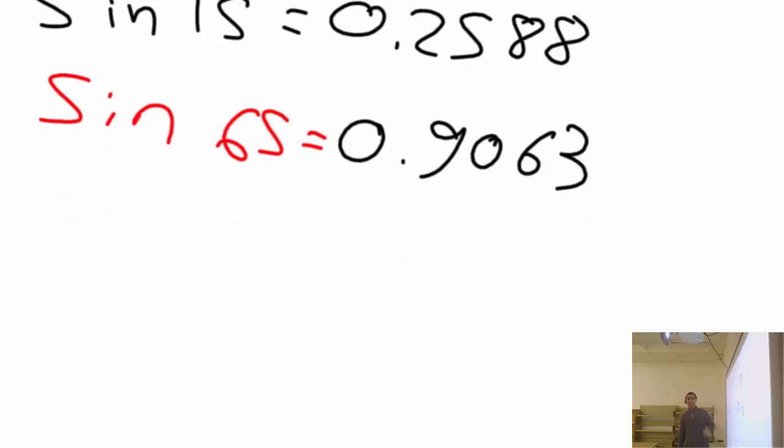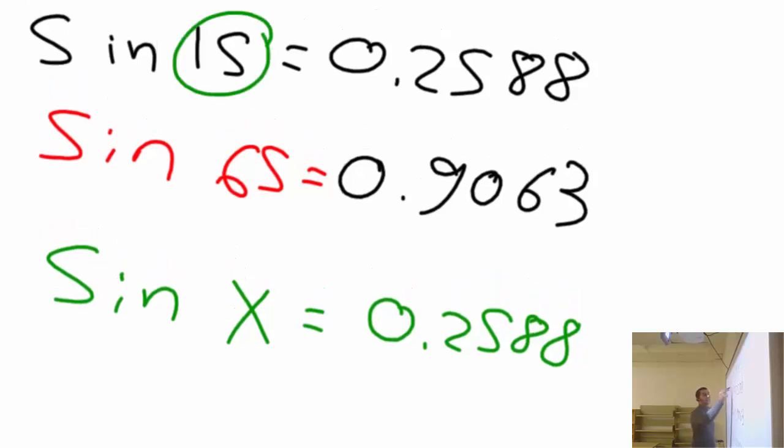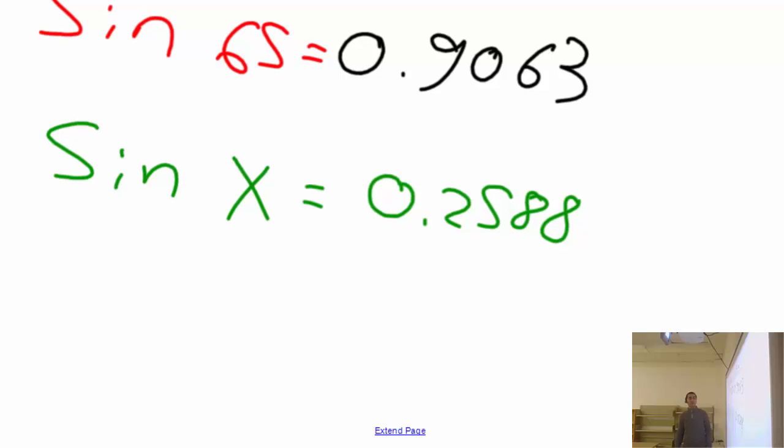Sometimes, keep watching, you will have sin of an angle, let's call it x, we don't know, and it will be equal to 0.2588. What is x in this case? Does anybody have any idea what x could be? It will be 15. We already calculated. But because we calculated, you know what x is here. What if we didn't calculate it? How do we find out x?